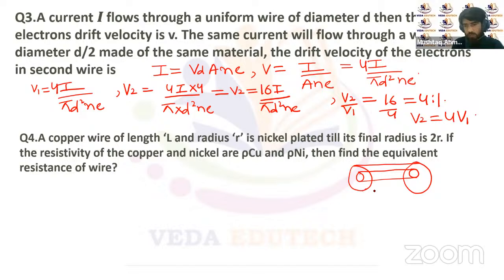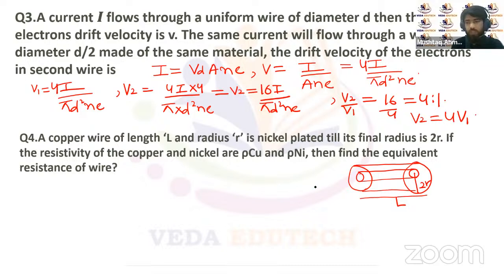This wire has been nickel plated till the final radius becomes 2r. So from here to here, the radius is 2r, and the radius of the copper wire is r. And the total length from here to here is L. Now, if the resistivity of the copper and nickel are rho Cu and rho Ni, then find the equivalent resistance of the wire.